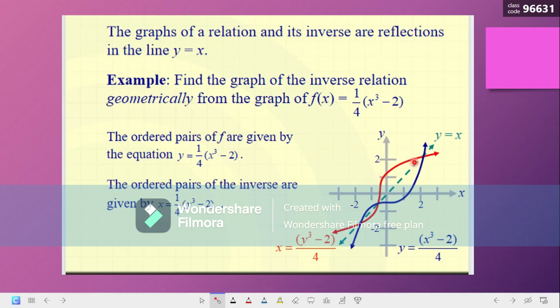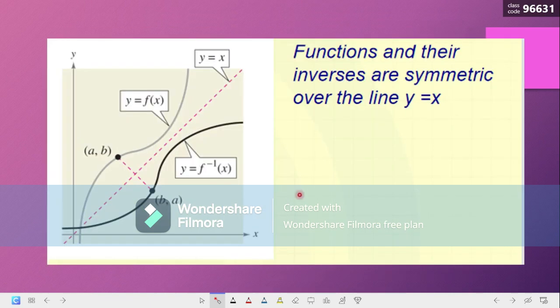So, considering the red one, this function has an equation of x is equal to the quantity y cubed minus 2 all over 4. And the blue one has an equation y is equal to the quantity x cubed minus 2 over 4. And this green line here is the graph of y is equal to x. Okay. So, we've noticed that the red is simply a reflection of the blue one. So, this is how two functions that are inverses of each other look when they are graphed. Okay, let's continue.